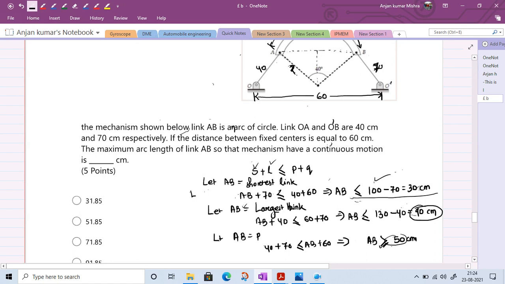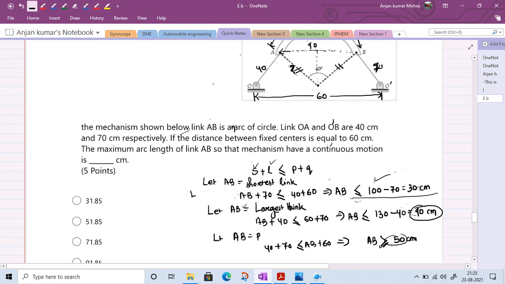So if we are going to find the maximum length of arc AB, we have to take the maximum length of AB. So the final length of AB is equal to 90. Suppose this is 90. Okay, so we know that this is an isosceles triangle because this length is equal to this, that is the radius of this link.